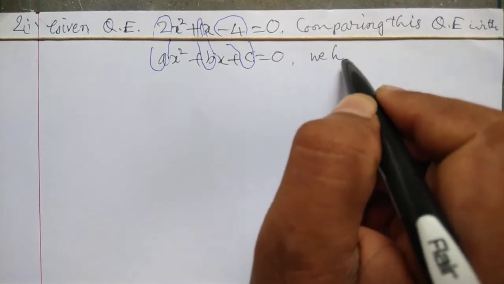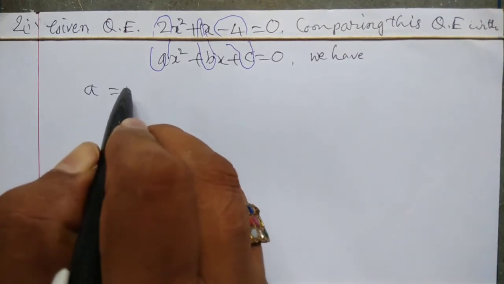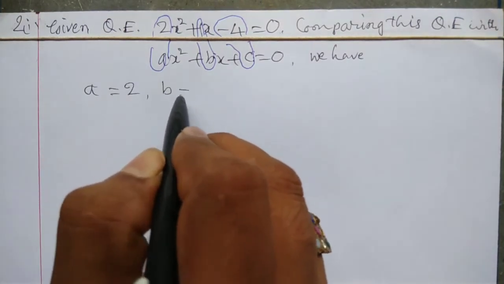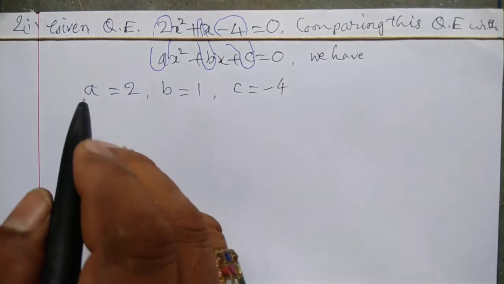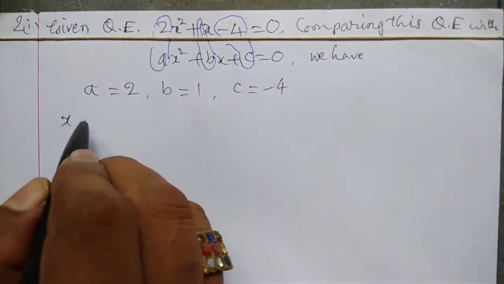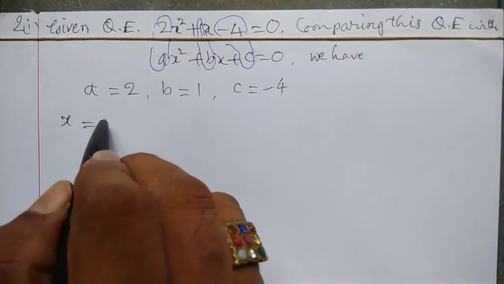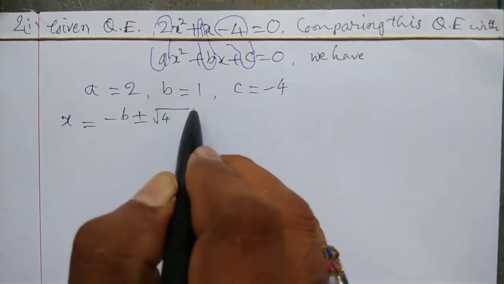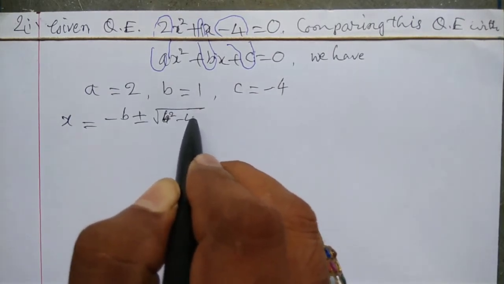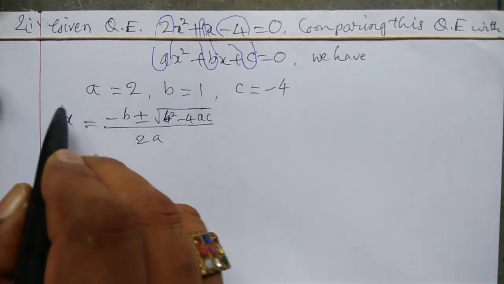We have a is equal to 2, b is equal to 1, c is equal to minus 4. Now we have to substitute in the formula. x is equal to minus b plus or minus under root of b square minus 4ac by 2a. This is the formula.